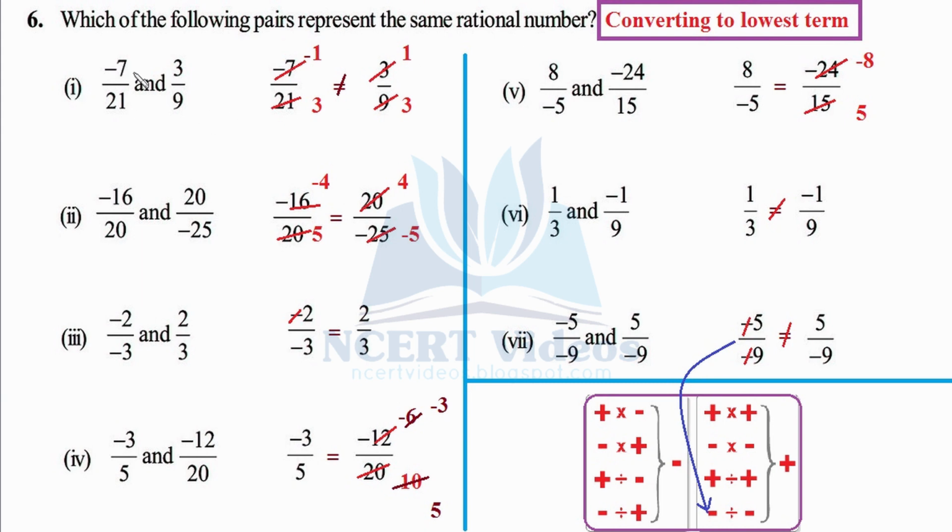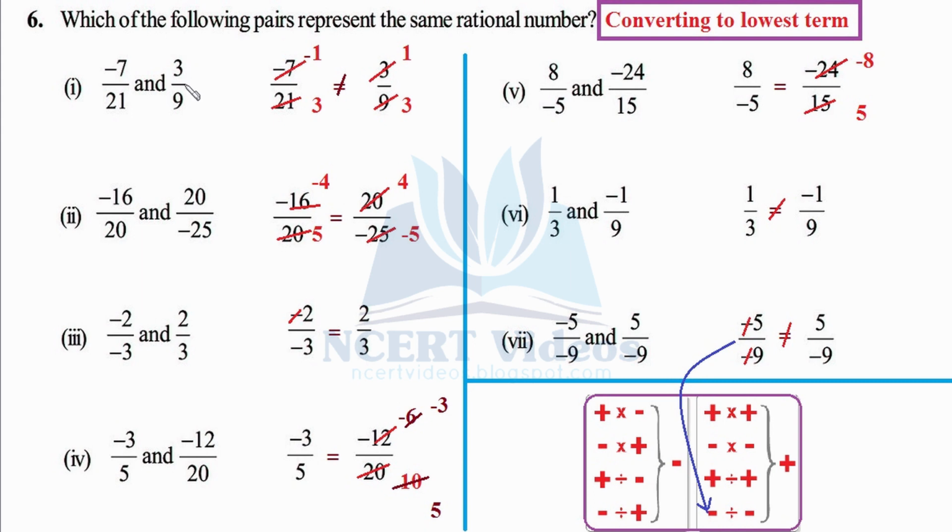So let's go for the first. Minus 7 by 21 and 3 by 9. Obviously, they are reducible to lowest form. Here we have done that. So the common factor is 7. So 7 into minus 1 will give you minus 7, and 3 into 7 will give you 21. Not further reducible. And then doing for this one.